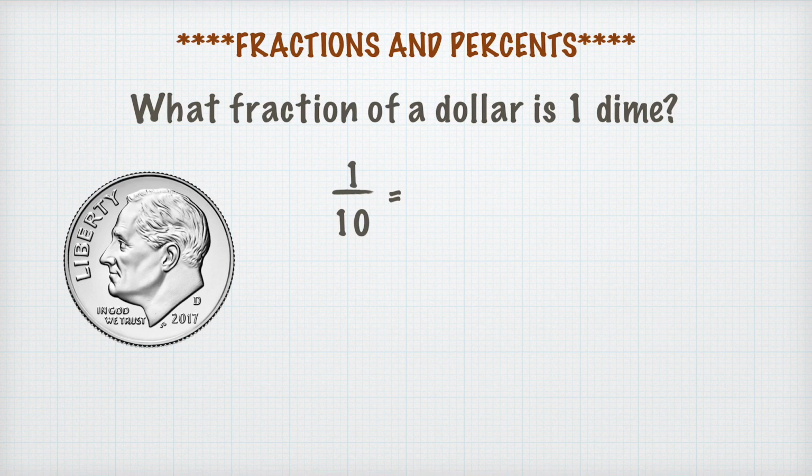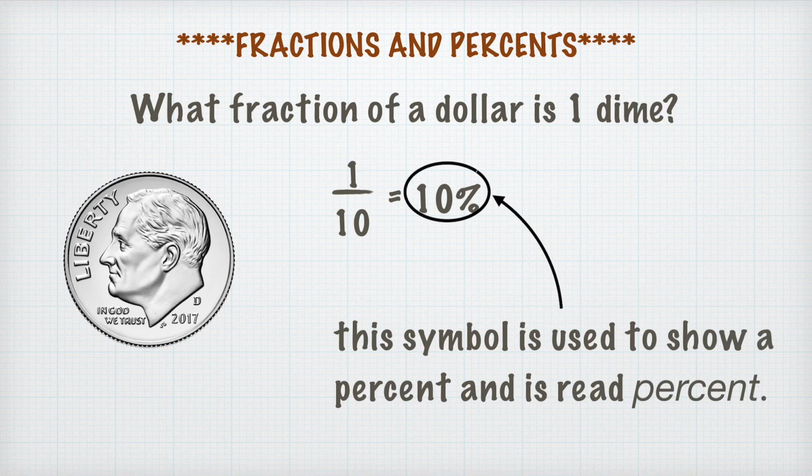Now, when we look at this fraction, we know something about percents: they're based off of 100. So our denominator is always going to be 100 with the percent. If we were to raise our 10 to 100, we would multiply it by 10, and therefore the numerator would be our percentage, which would be 10%. When we read this number, we need to make sure that we read the percent sign correctly. This symbol is used to show a percent, and it is read "percent."